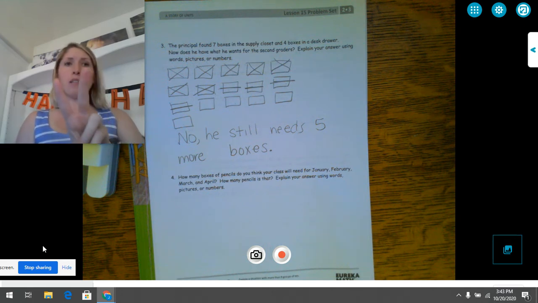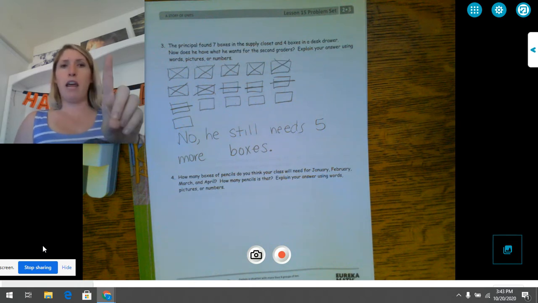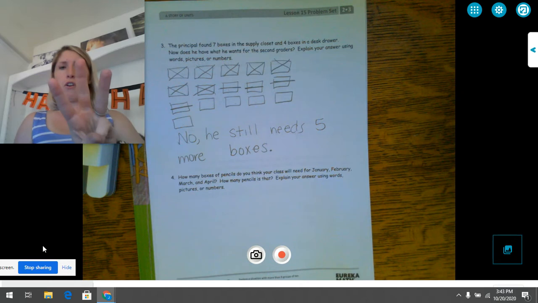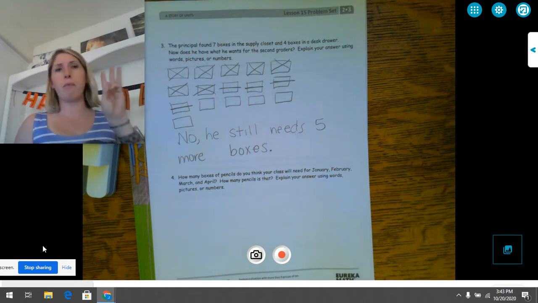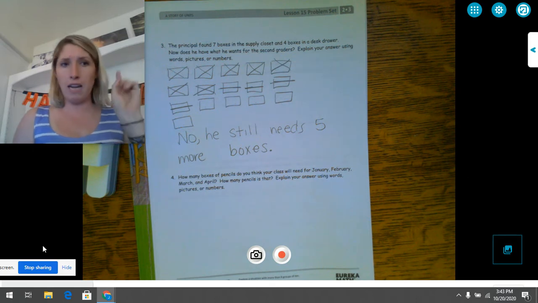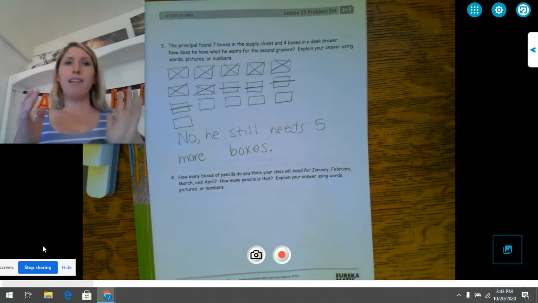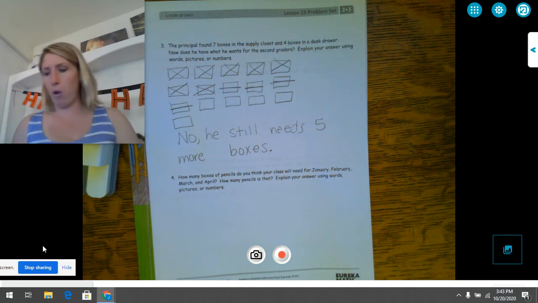So how many boxes would we need to have enough for each student to have a pencil? 10, 20, 30. We would need 3 boxes. That would still give us a couple pencils left over, but we would need 3 boxes for each student to have a pencil. So let's assume that every student needs a pencil each month, okay?